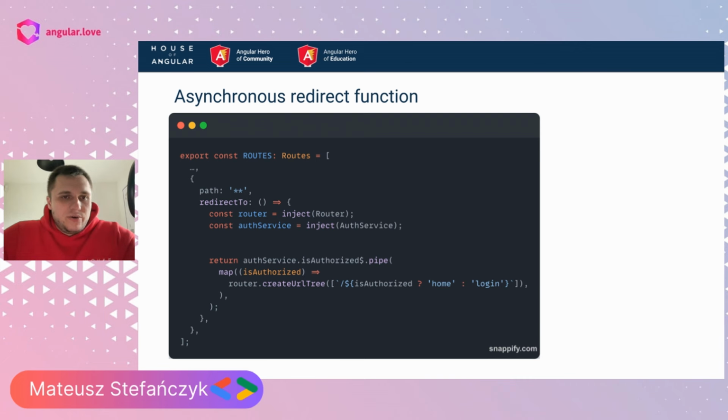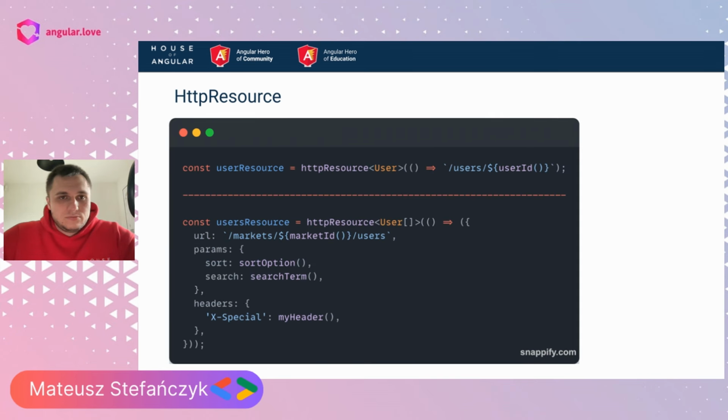Okay, so we also get an asynchronous redirect function. So far, the redirect couldn't execute asynchronously, couldn't resolve promises or observables. Right now, it will be possible. We can return an observable here, which will resolve to a URL tree or just a string. As we can see in my example, I utilize an auth service to verify whether the user is authorized. And whenever he is authorized, I can redirect him to home or login.